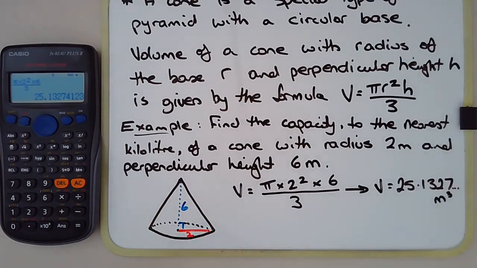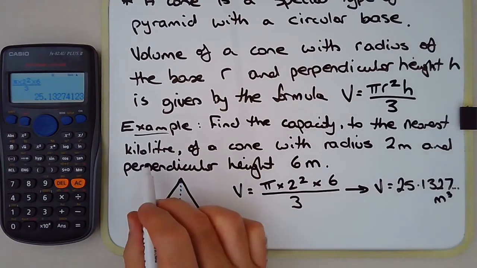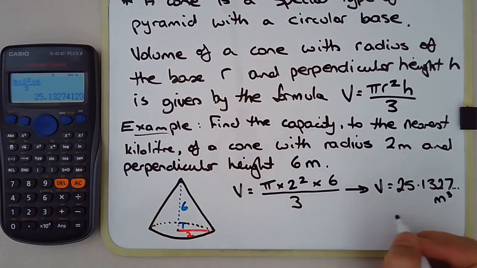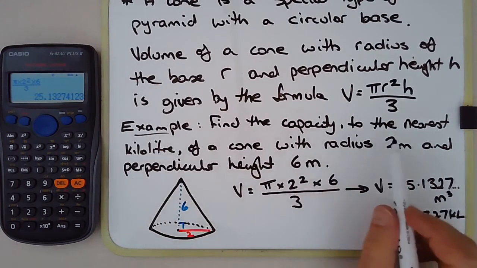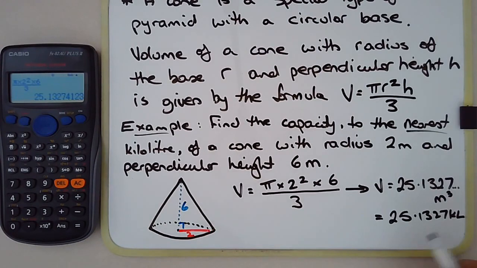Now recall the conversion between a kiloliter and a cubic meter. This is where it's really convenient. 1 cubic meter is 1 kiloliter. So that's really just 25.1327 kiloliters, but we want it to the nearest kiloliter. So that's just going to be 25 kiloliters.